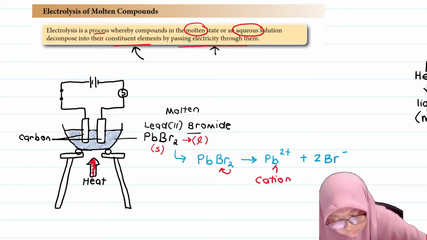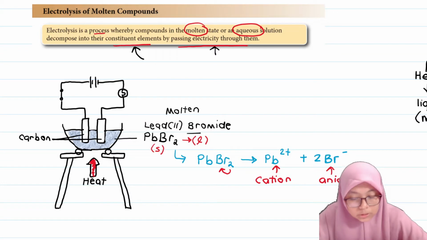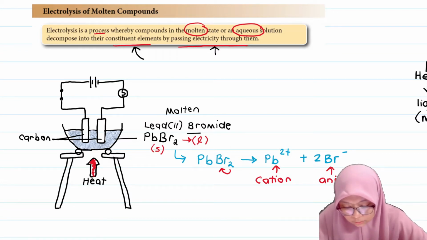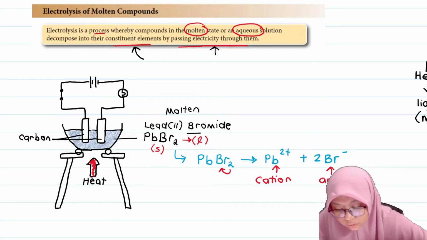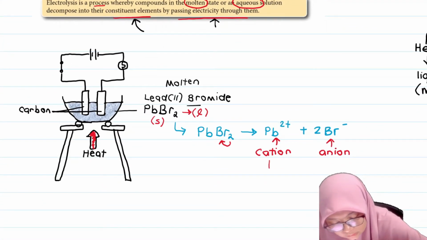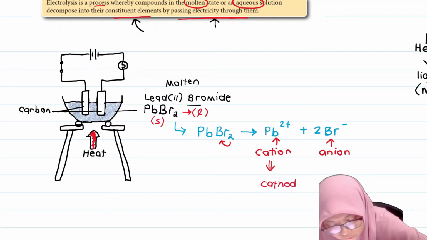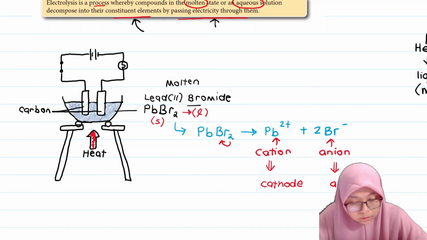Cation is a positive ion in the compound. Cation is the positive ion, anion is the negative ion. As we already learned in our previous video, the cation will be attracted to the cathode. Always cation attracted to cathode, anion attracted to anode. So N dengan N, cat dengan cat. Cation tertarik kepada cathode, anion tertarik kepada anode.